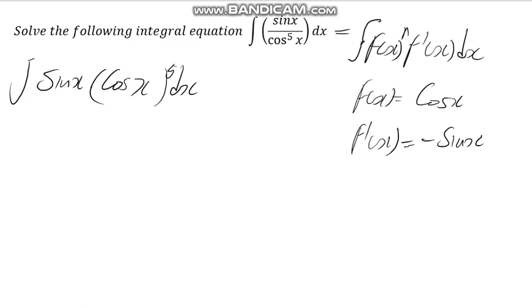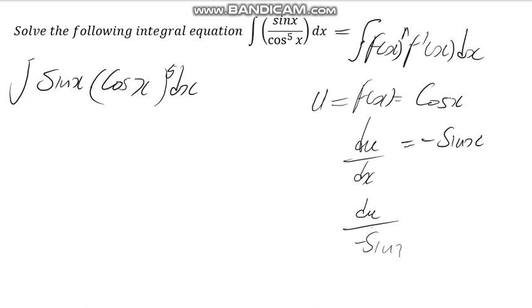So you can use the u method also. You can use the u method by saying let f of x be u. So u equals f of x, meaning instead of writing f prime there, you just say du over dx. And then obviously from here you just have to find dx. So du over minus sine x equals dx. So I'm making dx the subject of the formula.